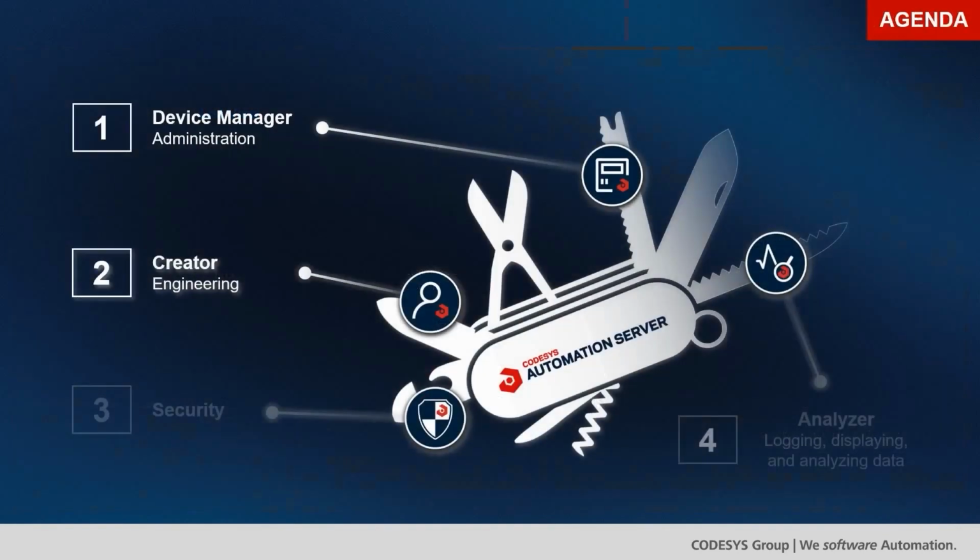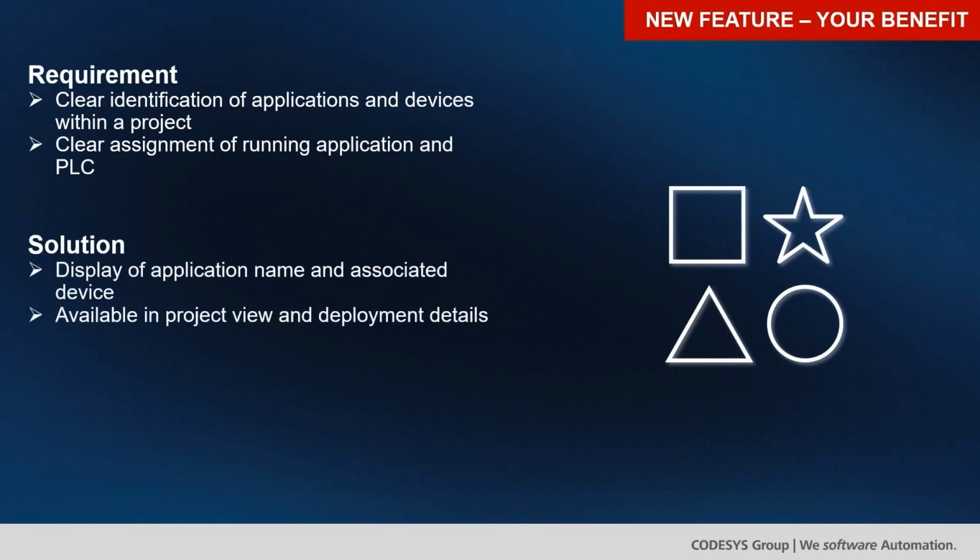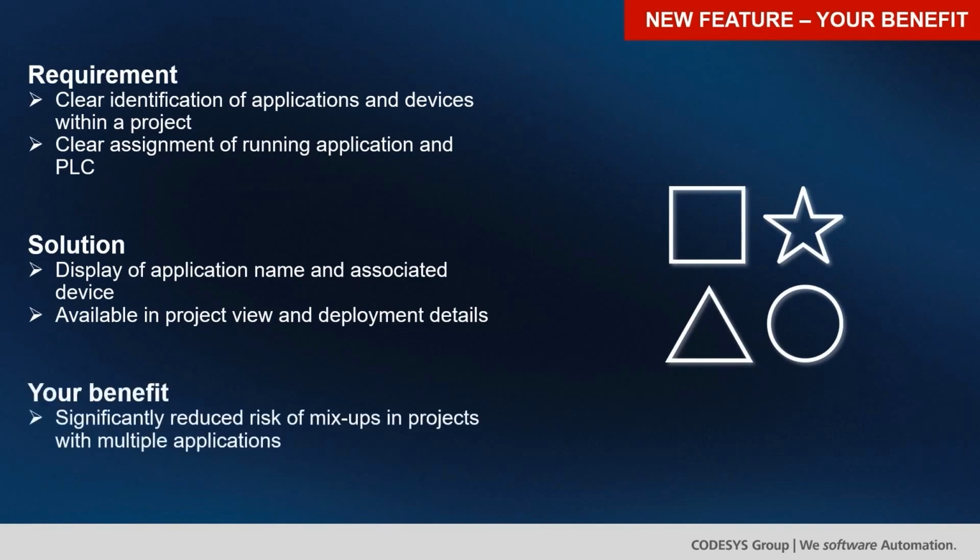Let's come to part 2 now, the creator part of the CODESYS automation server. The requirement was that it should be easy and clear to identify applications and the devices they belong to, and within the automation server there should be a clear assignment of running application and PLC. The solution now is that we display the application name and the associated device both in the project view and in the deployment details of an application, which results in the benefit for you that the risk of mix-ups is significantly reduced.